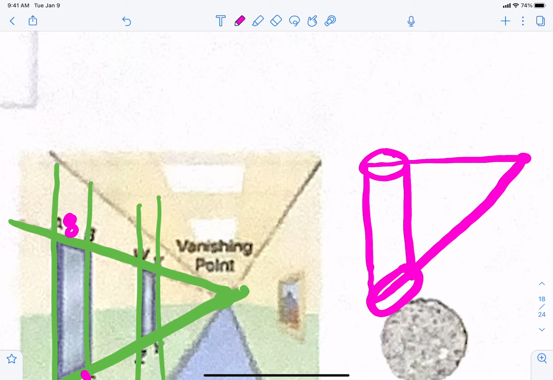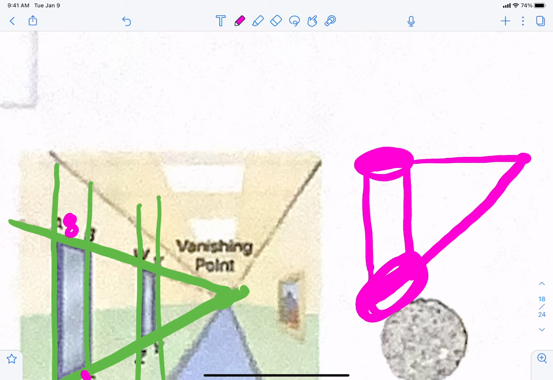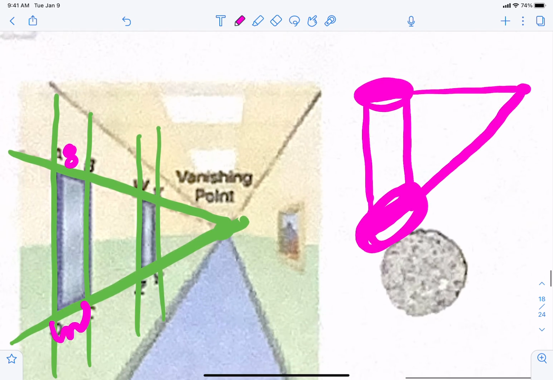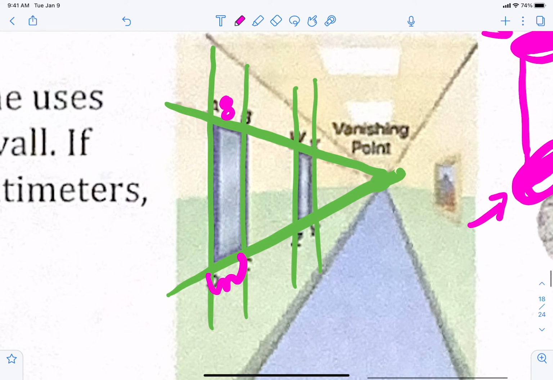Even though on the wall, this top of the window frame is the same length as the bottom of the window frame, the way that it appears in the 1 point perspective, this bottom is going to be longer than this top, right? It depends upon where your vanishing point is. Does that make sense? Okay? Do you see that this bottom length is longer than this top length? We're just thinking about the picture, not the actual lengths of them.